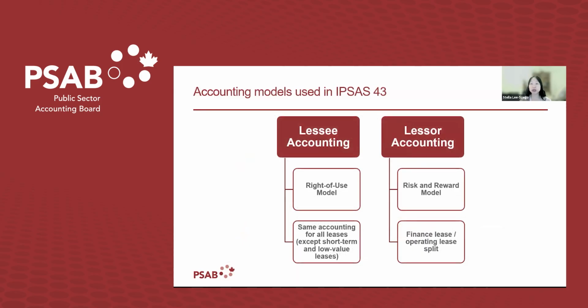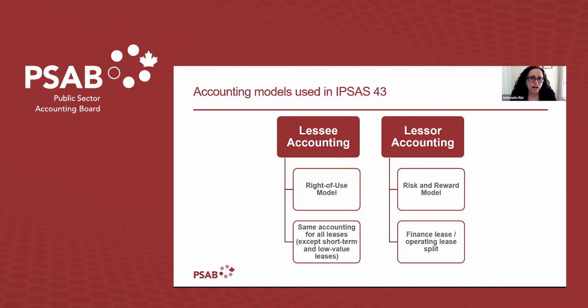IPSAS 43 introduces two different accounting models, one for lessees and one for lessors. For lessees, the standard requires entities to account for the right-of-use asset for all leases, except where IPSAS 43 permits exceptions for short-term or low-value leases on cost-benefit grounds. On the other hand, lessors continue to apply a risk and reward model, classifying leases as either operating or finance leases, similar to the previous IPSAS 13 approach.